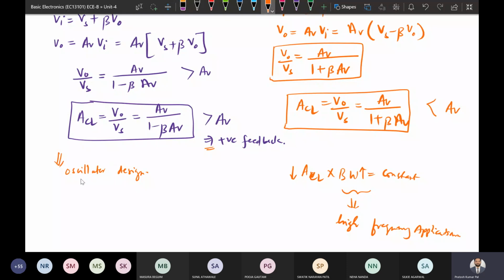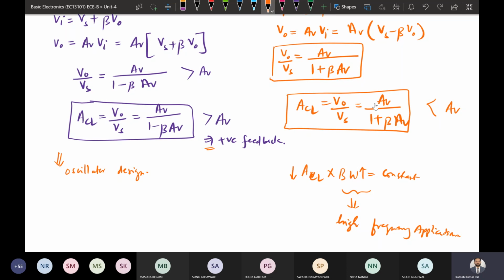So positive feedback is used in case of oscillator design, and negative feedback will be used for high frequency applications in case of amplifier. So amplifier design for high frequency applications. Okay. So this is all about the class.